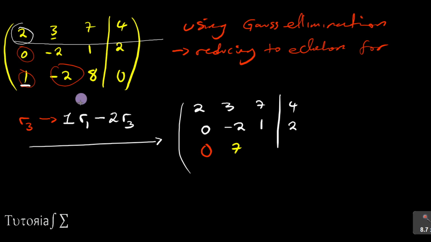So 1 times row 1, on row 1 there is a 7 here, so 1 times 7 minus 2 times, on row 3 there is an 8. So that will be 7 minus 16, giving us -9 there. So we do the same for the blocked part.